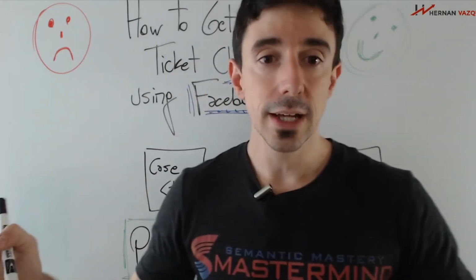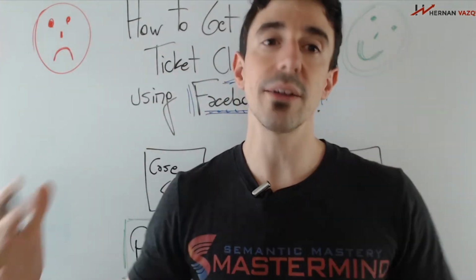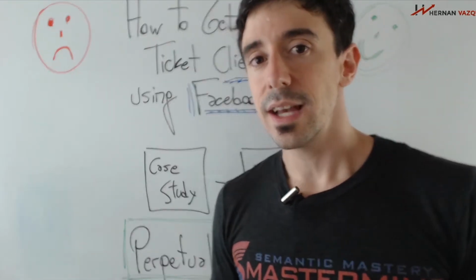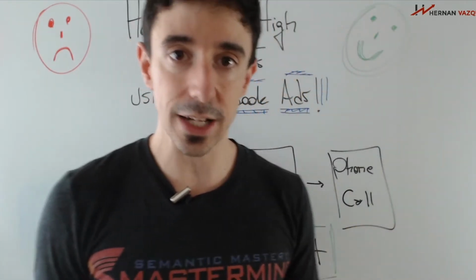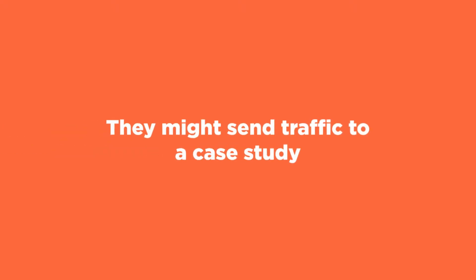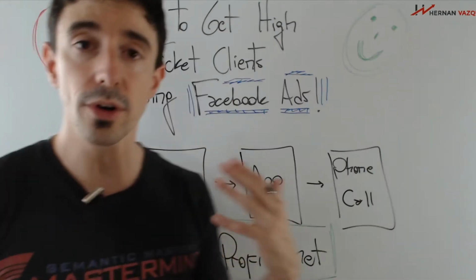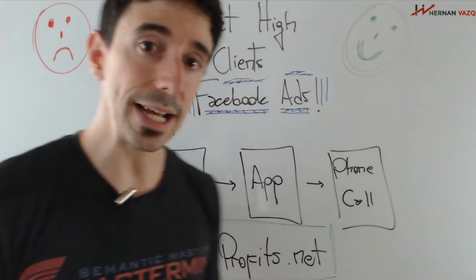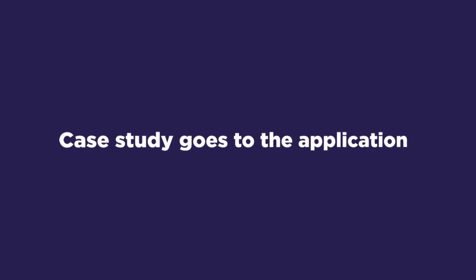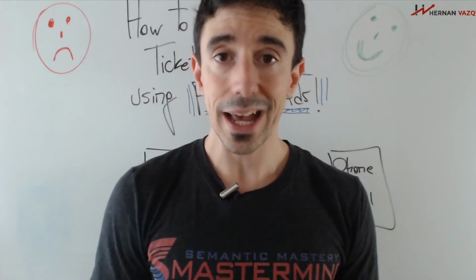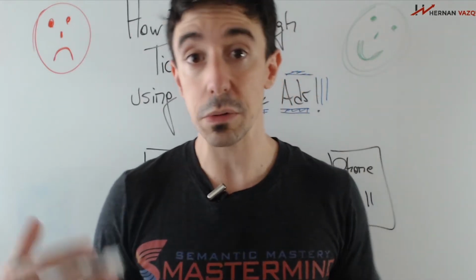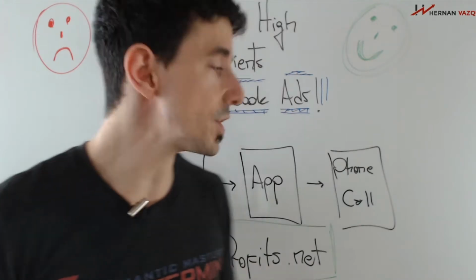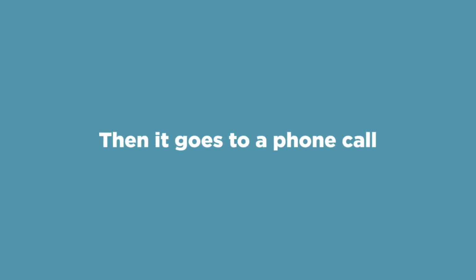So the common denominator, what most advertisers do when they're trying to get high-ticket clients, is they might send traffic to a case study or a VSL or a webinar, whatever that is, right? Usually it's a case study. Then the case study goes to the application, meaning people need to fill out a form. I like using JotForm, or you can even do this with Google Docs if you want to. And then it goes to a phone call. So people apply, then they schedule, and then it goes to a phone call.